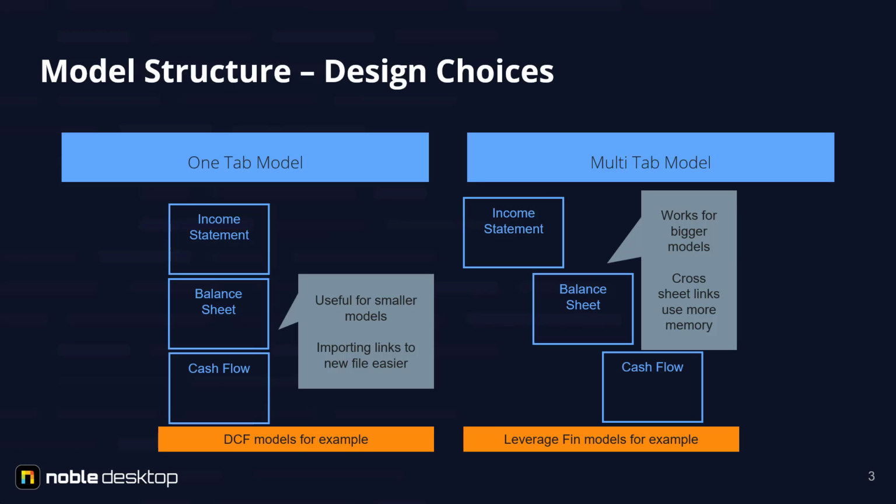So in this scenario, your income statement is on one tab, balance sheet on another tab, cash flow on another tab, and so on and so forth. An example of that model would be leveraged financial models and other types. It's usually used for really large models where, if you put it on one tab, it will take thousands and thousands of rows and would be difficult to navigate. That's why in this scenario, you would build a multi-tab model.